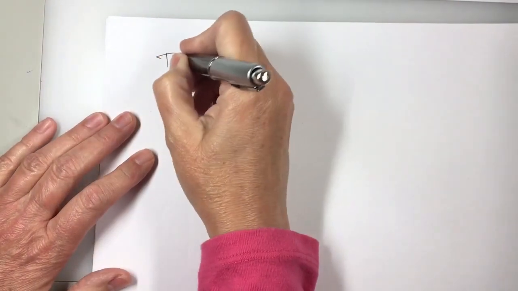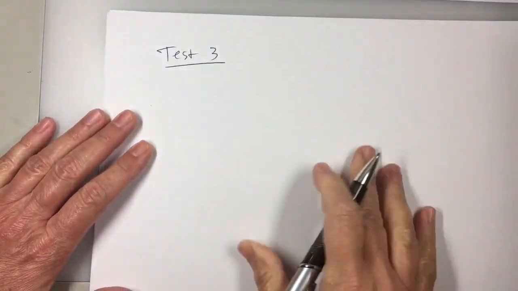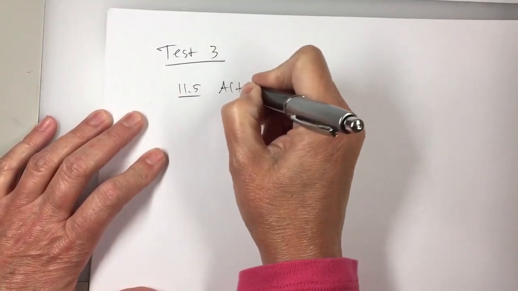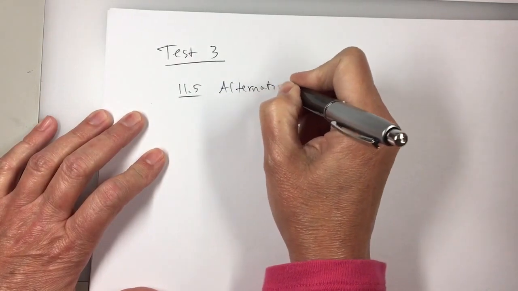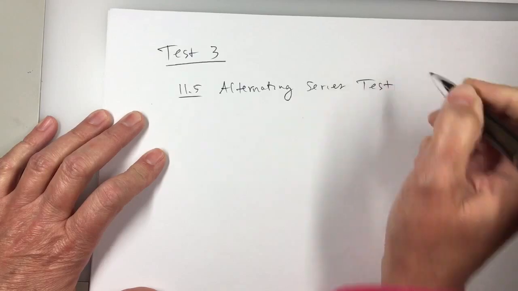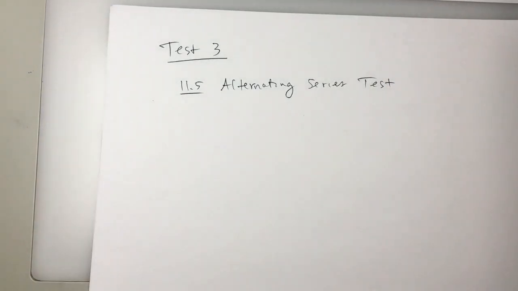So for test 3, we have section 11.5, which is alternating series tests. So that, we did a problem earlier today. Be able to tell if something's convergent. By the way, the alternating series test only tells you if a series converges. It does not tell you if it diverges.